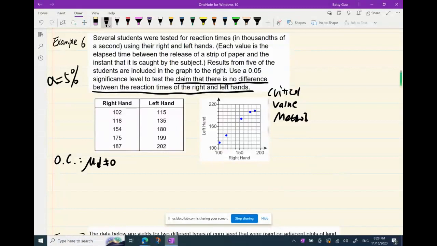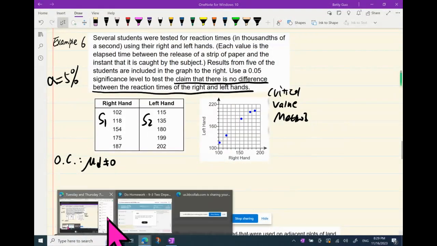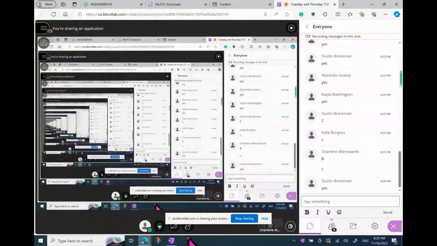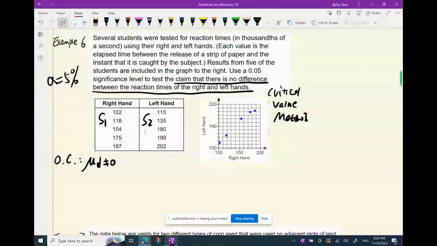Do you guys agree? There's no difference between reaction of the right. So it seems like right is S1, left is S2. No difference. So yeah. Original claim is mu sub D equals 0. Yeah, very good. Thank you, Destin.